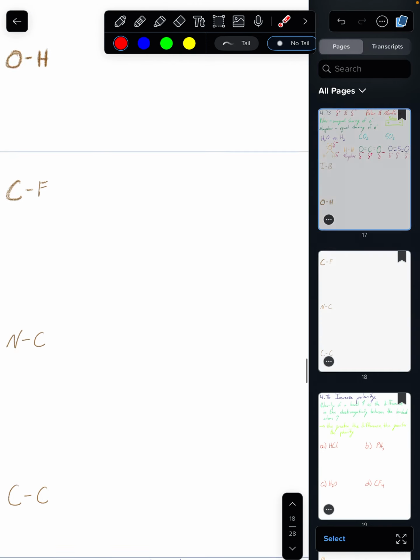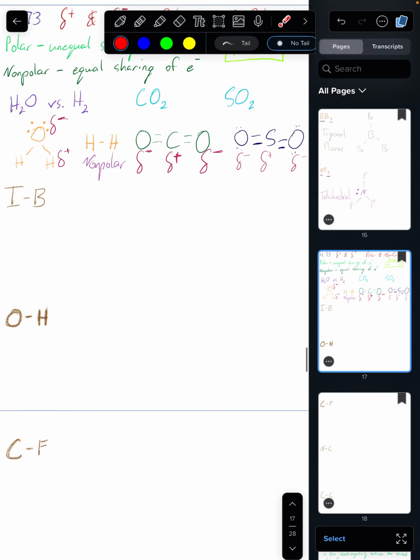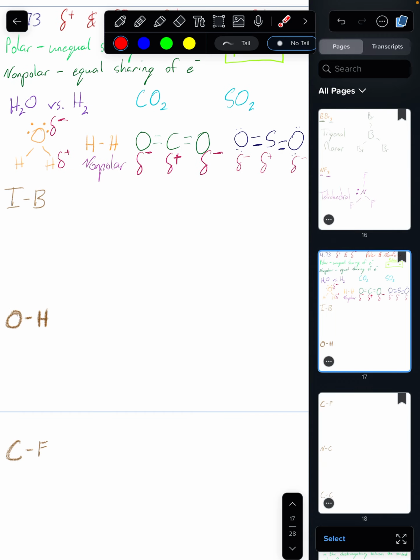Okay? And don't forget the other trick that we learned as well. That if it has those extra electron pairs, it is more likely to be the negative portion of the polar. It's basically like a plus minus magnet sort of a thing. Okay?